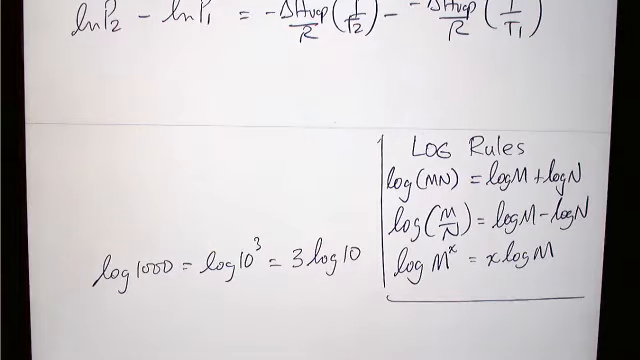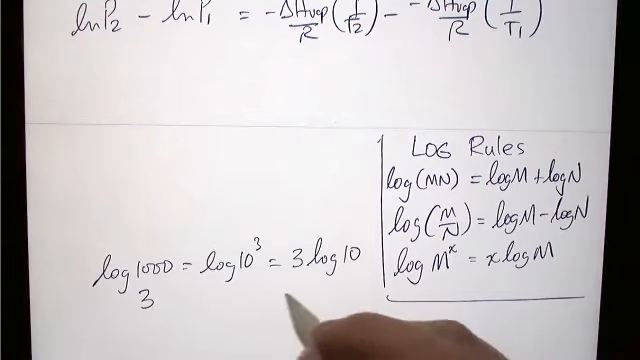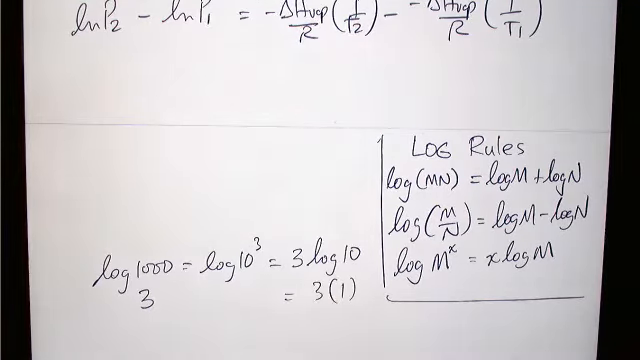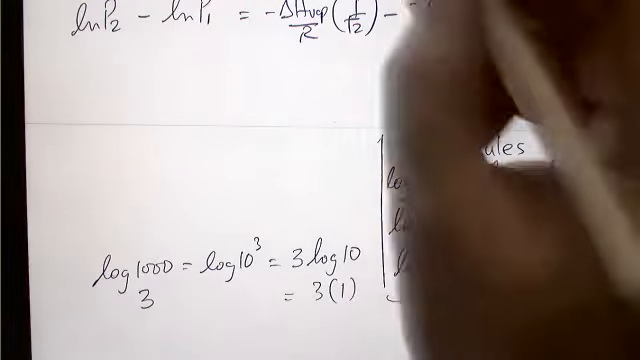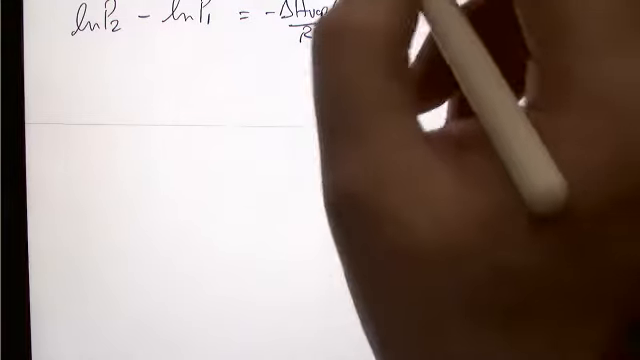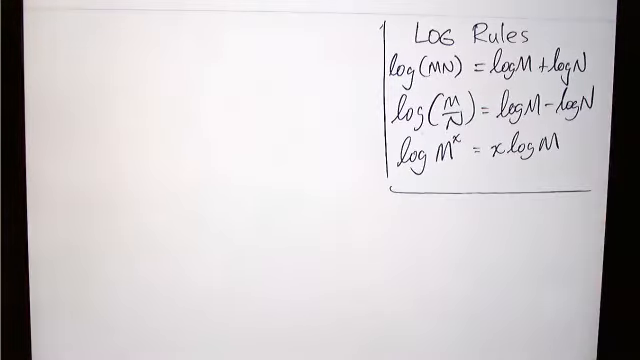Is this true? Well, the log of 1,000 is 3. The log of 10 is 1. Is 3 equal to 3 times 1? Yes, right? I claimed that that's a very useful rule. The old math teacher in me feels I cannot leave this without an example.